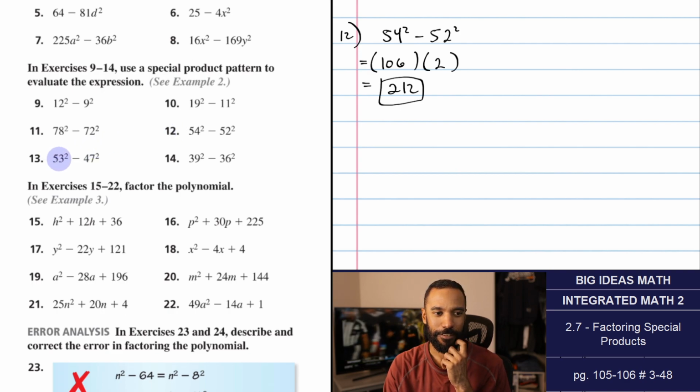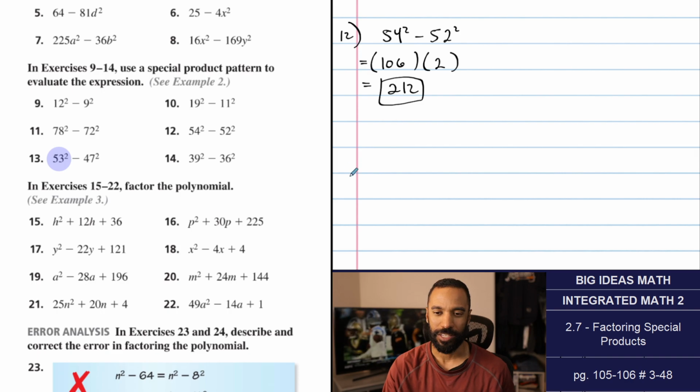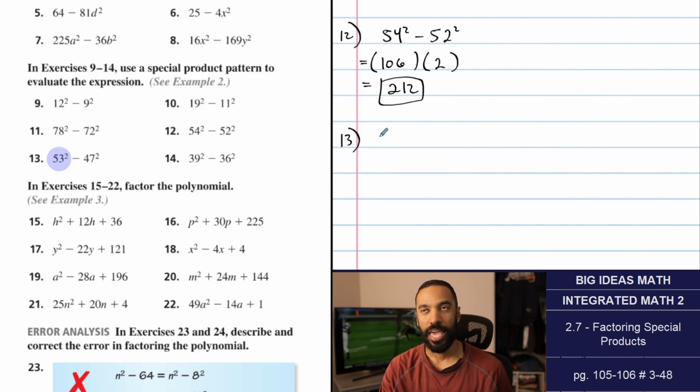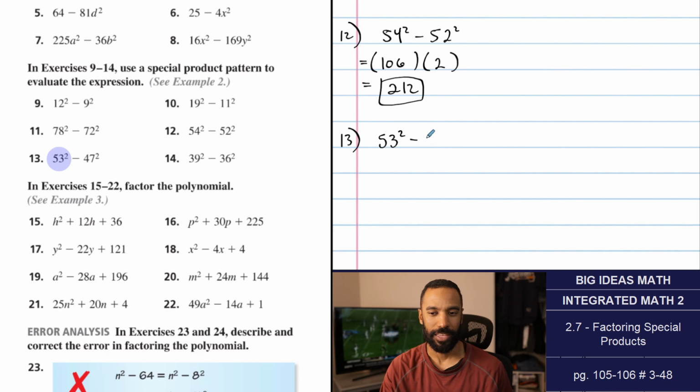Okay, 53 squared minus 47 squared. Now, it's helpful that the calculation that you're doing is easy enough, right? They're probably going like, hey, we're going to give them good numbers here so they're convinced that this is useful.